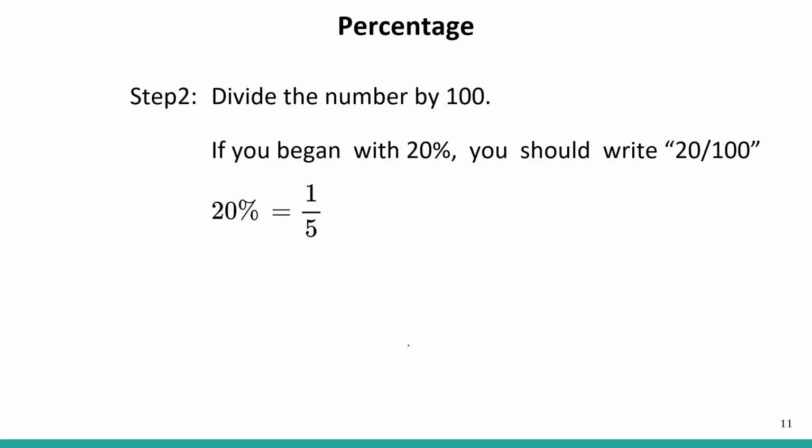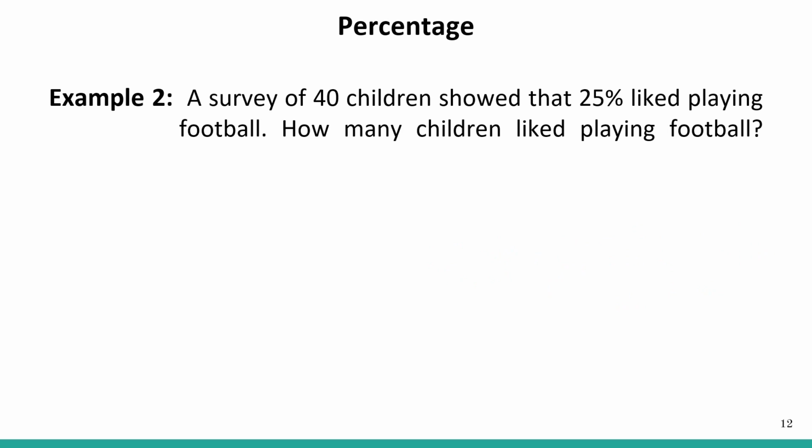So what you do next is you divide the number by 100. So 30 by 100. First we remove the percentage sign, then we divide by 100. So if you began with 20%, you should write 20 by 100. And here we began with 30%. That's why we write 30 by 100. So this will be 3 by 10. So this is the simplified fraction version of 30%.